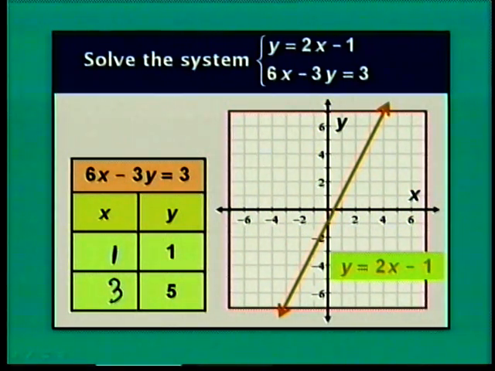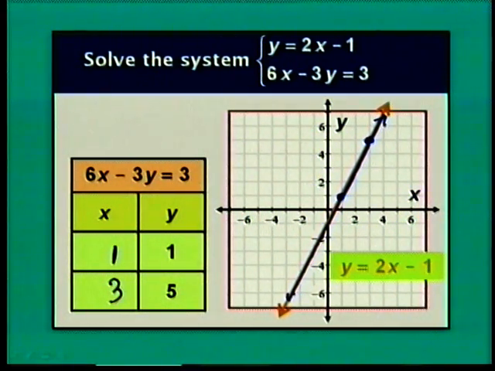Now let's go ahead and plot these points. We have the point (1, 1), and we have the point (3, 5). Check it out. Both of those points lie on the line y equals 2x minus 1. If I connect those points, look what I get. I get the same line as y equals 2x minus 1.